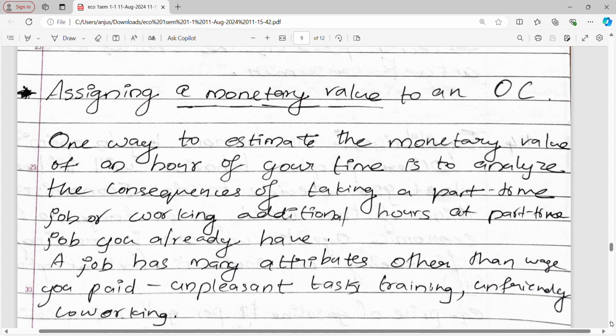Next is assigning a monetary value to an opportunity cost. One way to estimate the monetary value of an hour of your time is to analyze the consequences of taking a part-time job or working additional hours at a part-time job you already have. A job has many attributes other than the wage you are paid: unpleasant tasks, a rude boss, training, unfriendly co-workers.